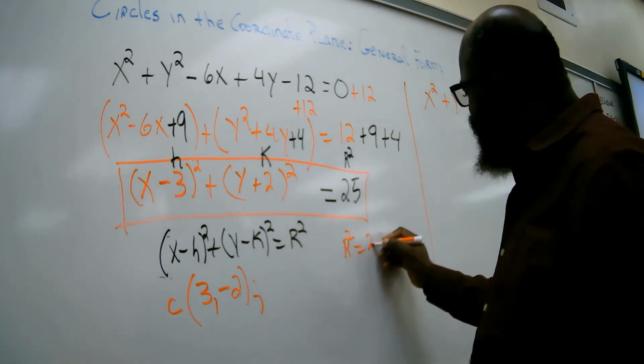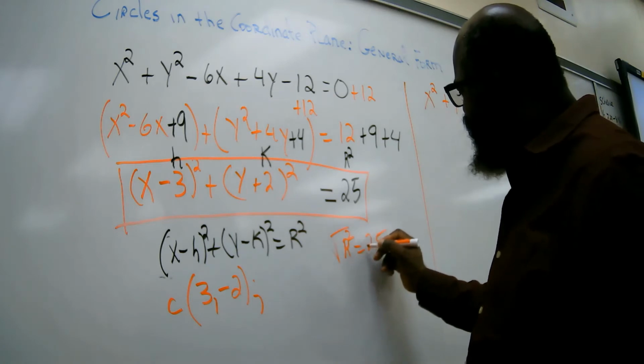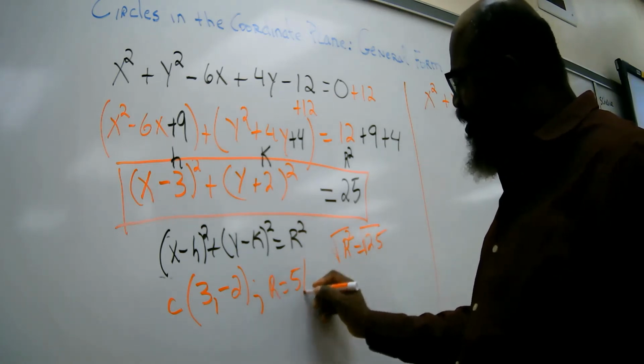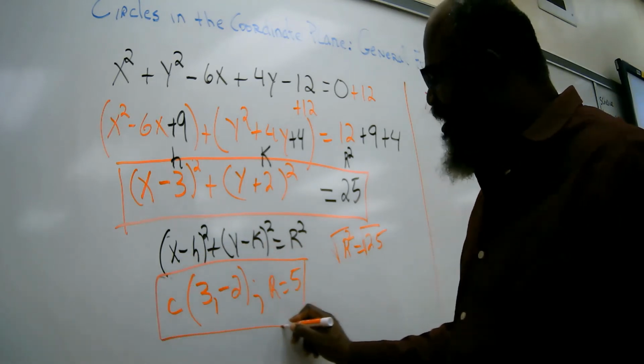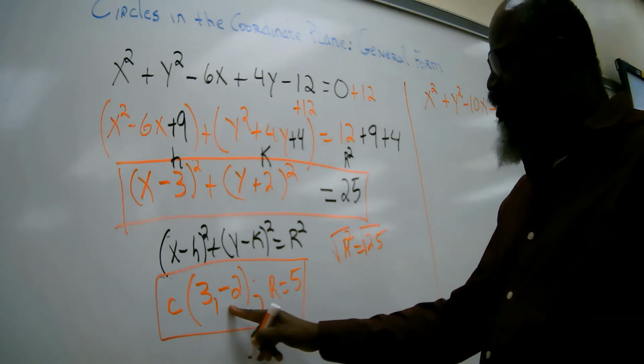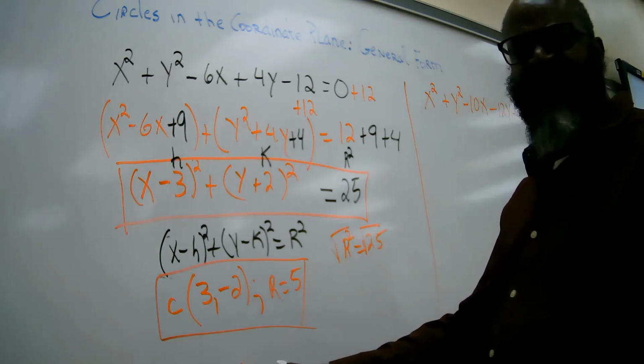So we'll have to take the square root of this side so we can find r. In this case, r is equal to 5. This is what we were looking for, the center and the radius. If you plot that in the coordinate grid, that will be in quadrant 4. You plot 3 and negative 2.